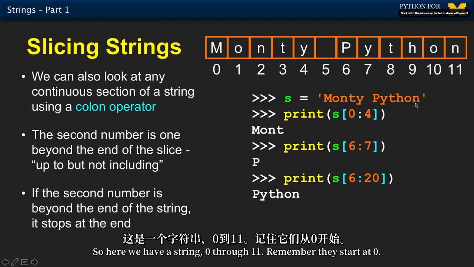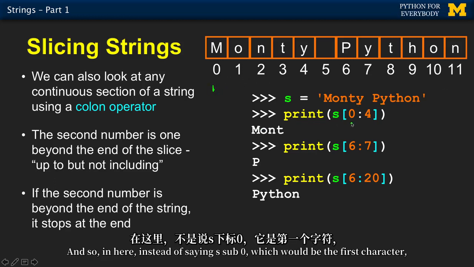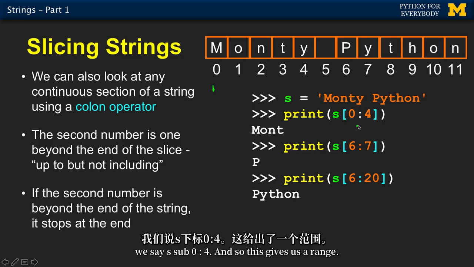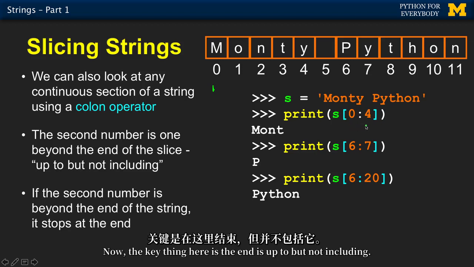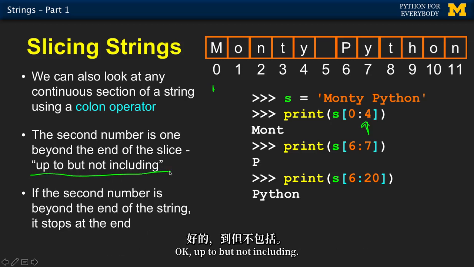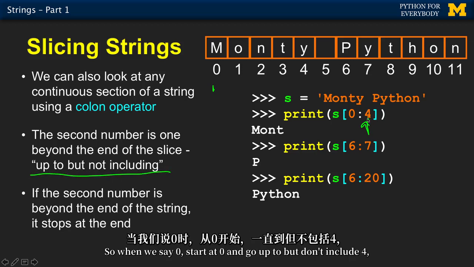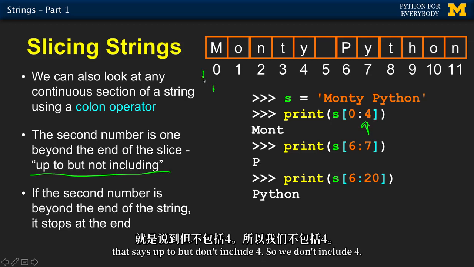So here we have a string, 0 through 11. Remember, they start at 0. And so in here, instead of saying s sub 0, which would be the first character, we say s sub 0 colon 4. And so this gives us a range. Now, the key thing here is the end is up to but not including. Okay, up to but not including. So when we say start at 0 and go up to but don't include 4, we don't include 4.